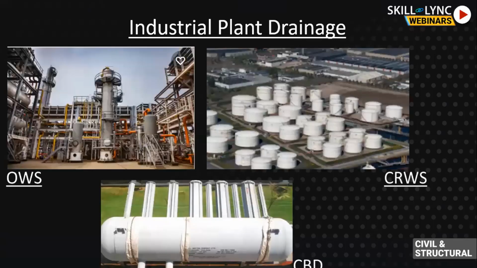Next, I am showing the sources of oily water sewers, contaminated rainwater sewers and closed blow down. So this is a typical industrial plant. It is certainly different from our residential or commercial buildings. Most of the industrial process plants are open. They are open to sky. There are no walls to it. There are no walls, often no slabs also. Only structural steel buildings are there.